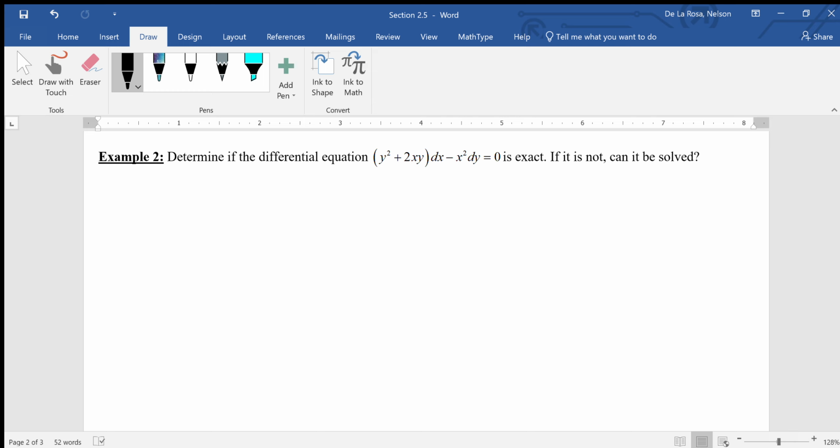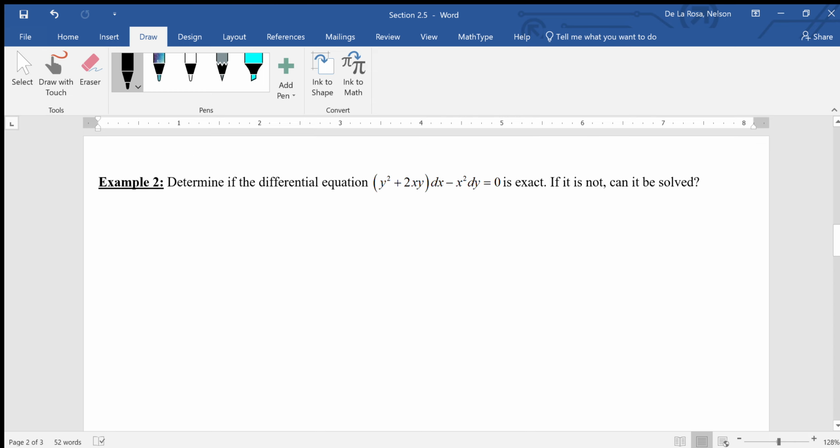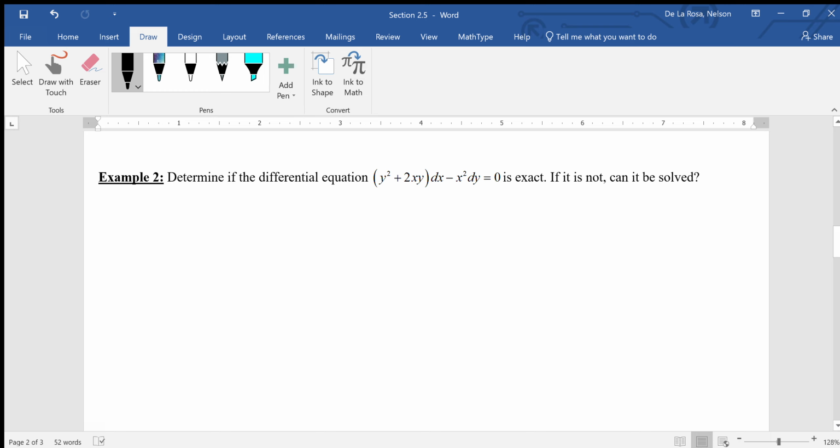Example number 2, section 2.5. Determining the differential equation given the problem is exact. If it is not, can it be solved? Well, let's recall that this expression multiplying dx is M, and this expression multiplying dy is N.